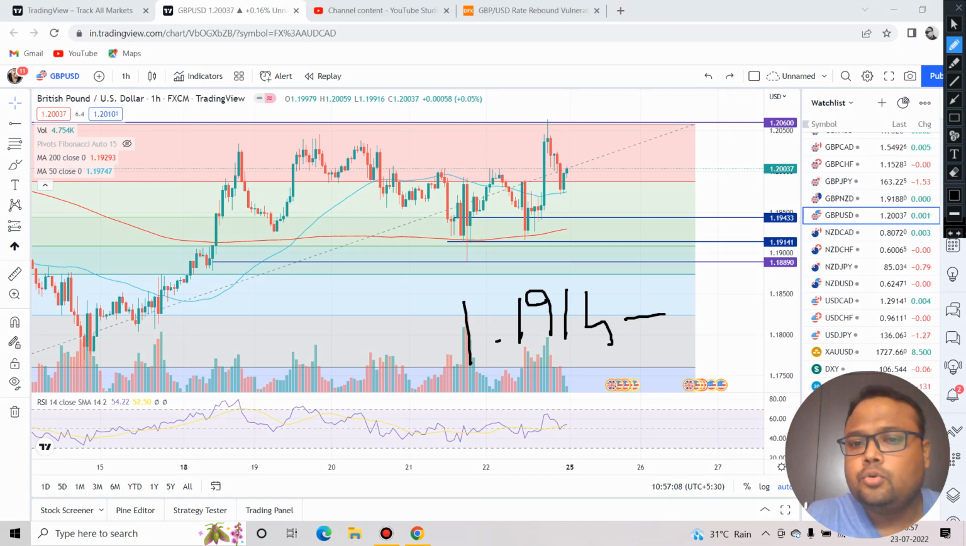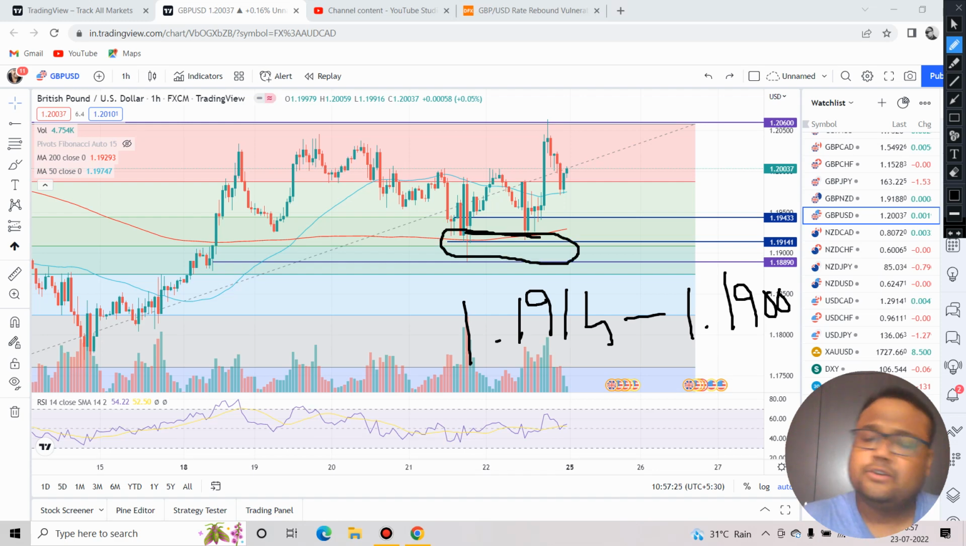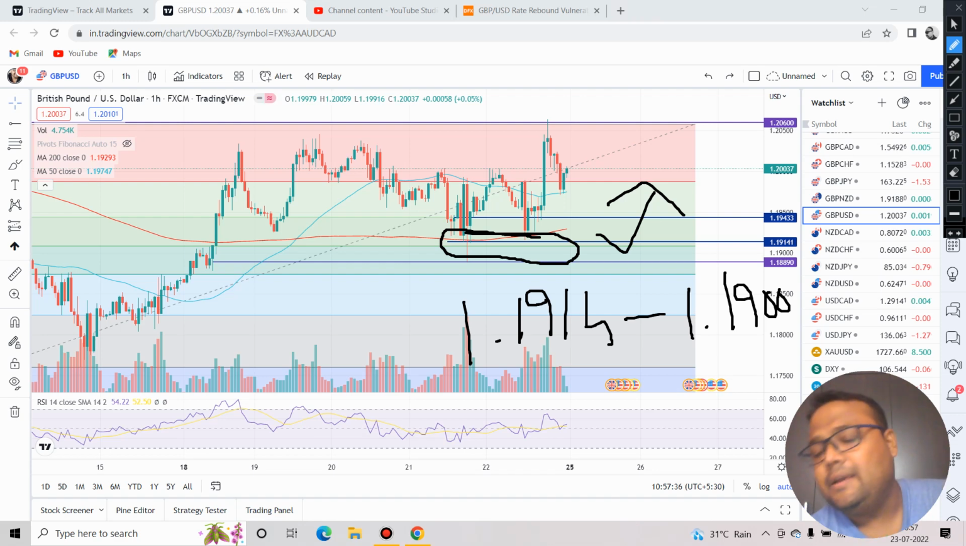And in case it breaks it, then we have another good support around 1.1914 to 1.1900. This is the strongest support on the chart of GBPUSD, because in my experience I have seen that GBPUSD respects Fibonacci 50% retracement very well. And on the same level we also have previous price rejection from below. So if we combine both the factors here, then I think there is a high chance of the market reversing from this level. So these two are the important levels in case GBPUSD starts going down.